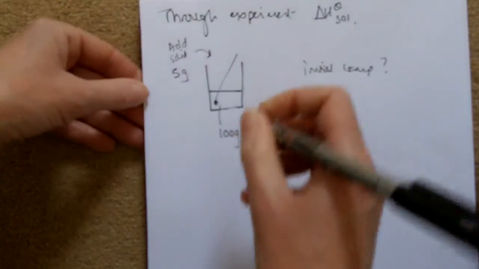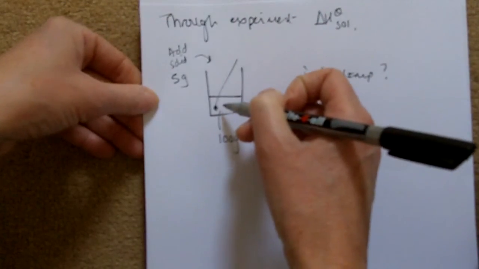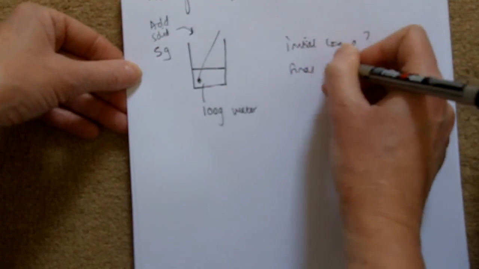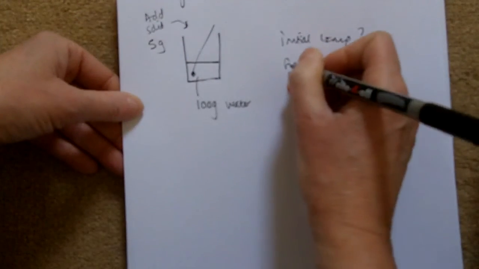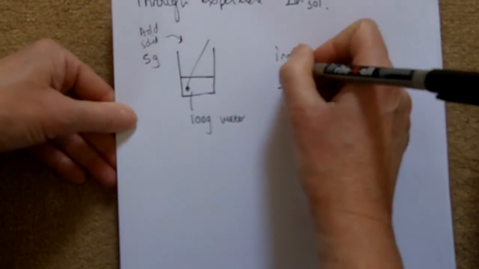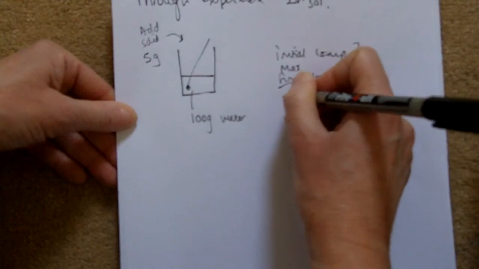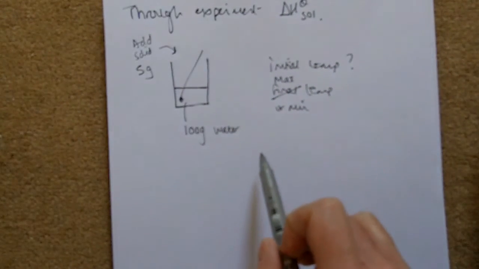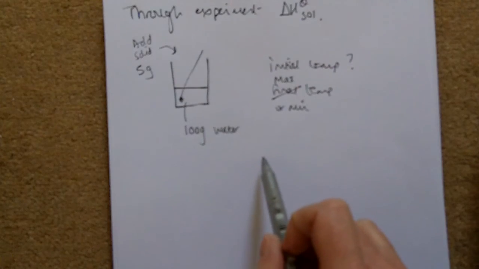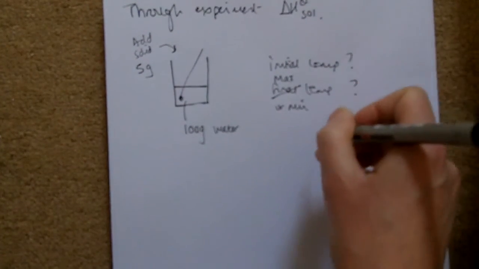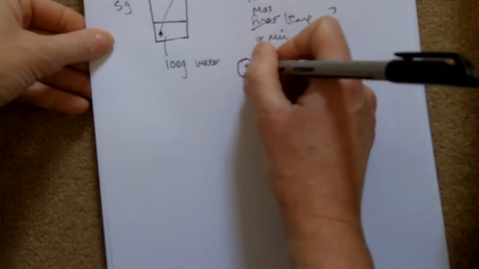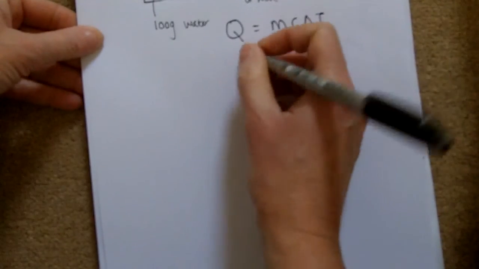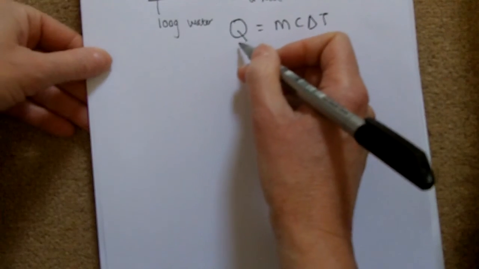You add the solid, and then you stir it, and you measure the final temperature. No, not the final temperature, that's not quite correct. It's the maximum temperature or the minimum temperature, because it could be minimum. So it's whatever the highest temperature or the lowest, because it could be exothermic or endothermic. Then you use the equation Q equals mc delta T, which is just the energy change.